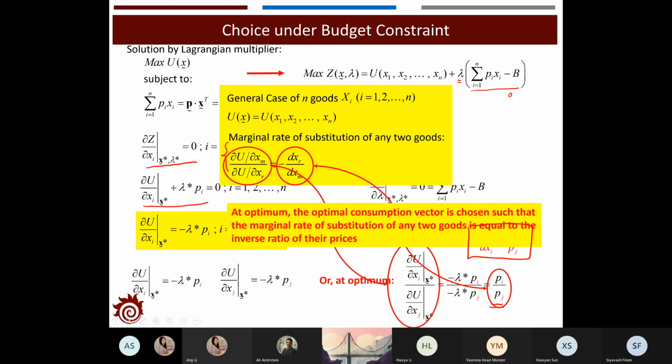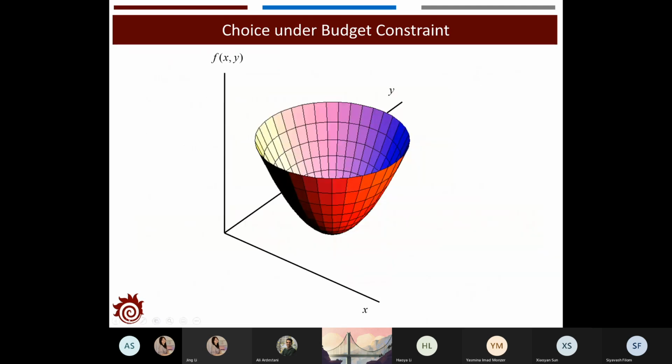And with that, we have the conclusion. At optimal, the optimal consumption vector is chosen such that the marginal rate of substitution of any products is equal to the inverse ratio of their prices. So that's what we conclude.